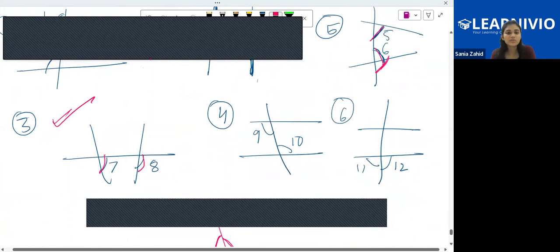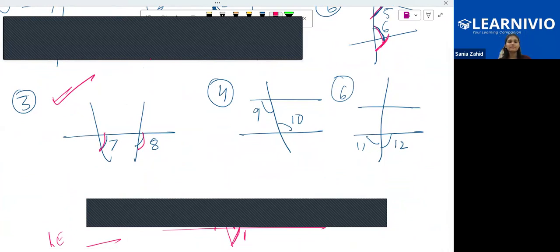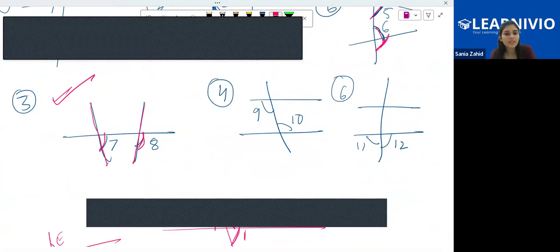This one? What's the answer for this one? What kind of angles are 7 and 8? Exterior angles? Is 8 interior? See, this is one line and this is one line. So is 8 interior? No. Then exterior. So what's the answer? 7 and 8 are? Exterior angles.